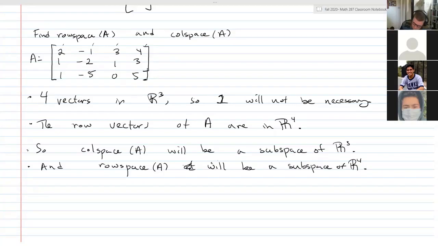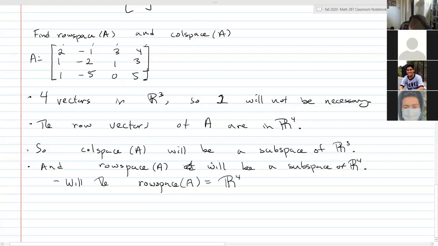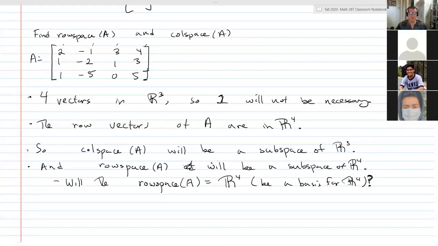Now, here's the question, all right? Will the row space of A equal R4? Will it actually equal R4? Or in other words, be a basis for R4? So will the row space of A actually be a basis for R4? Let's think about why or why not. It's the row space of A, right? So if we think about the basis vectors for the rows of A, the basis vectors made up of the non-zero rows of REFA, all right? Is that going to be, in fact, all of R4?